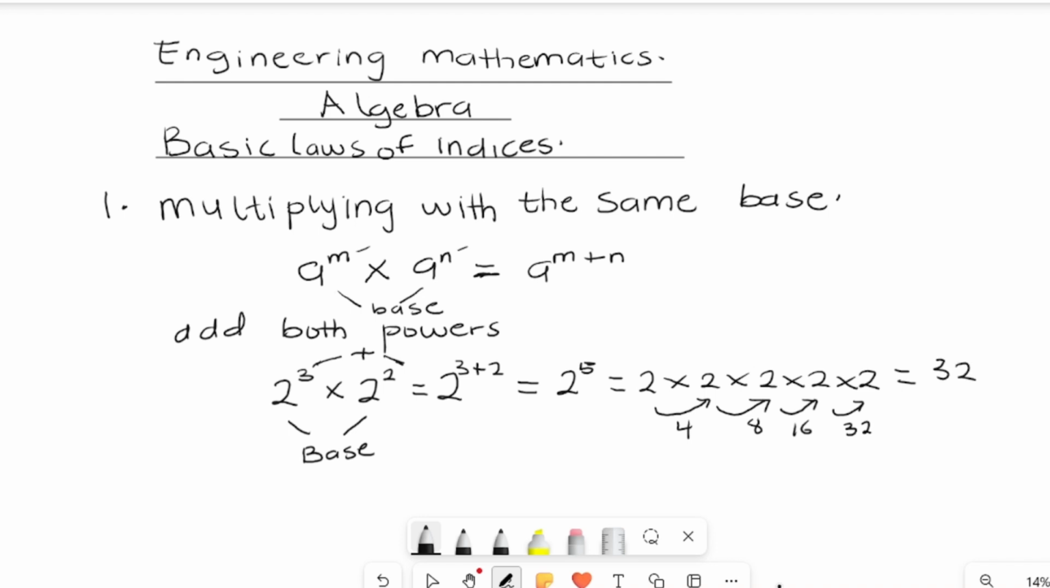So we can simply come here and write 2 raised to power 3 times 2 raised to power 2 is equal to 32. Very simple, right? So this is the first basic law of indices. So we'll move to the next one.